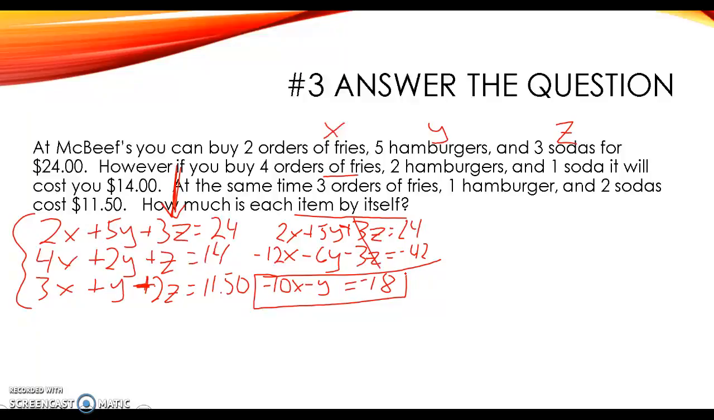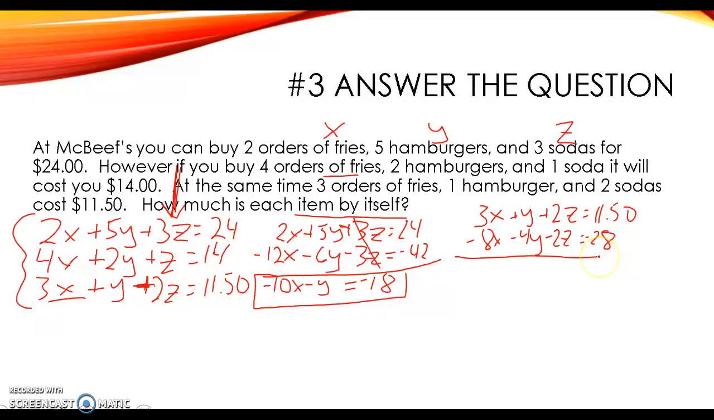So I'm going to do that again. I'm going to try to eliminate a z again using my first 3 equations. And so what I'm going to do this time is take the third equation, the 3x here, and I'm going to copy that down. I'll have 3x plus y plus 2z equals $11.50. And if I take the second equation and multiply it times -2, I'll have a -8x, and then minus a 4y, and then minus a 2z, and 14 times -2 is -28. So now if I add these equations, my z's are going to be eliminated again.